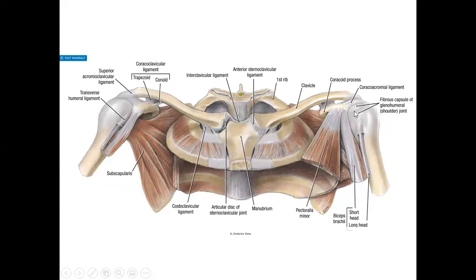So remember your four SITS muscles, because they're all going to be involved in that, as well as the long head of your biceps brachii. So the tendon actually goes through into the capsule and then attaches at the superior portion of the joint.